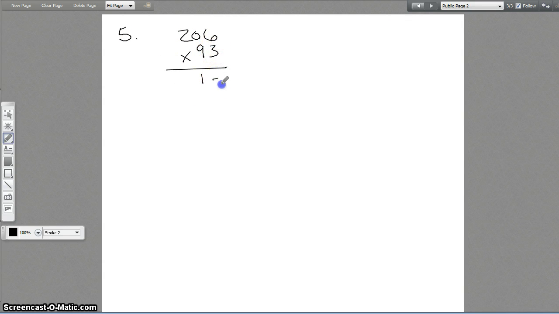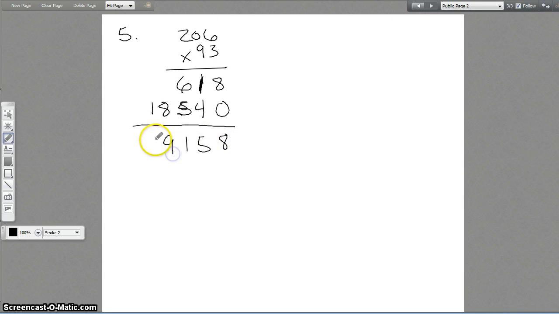3 times 6 is 18. 3 times 0, well, that's 0, and then I add my 1. 3 times 2 is 6. Okay, now I'm going to do my 9, so I'm going to start off with a 0 because this is actually 90. 9 times 6 is 54. 9 times 0, that's just 0, so this is going to just leave a 5 there. 9 times 2 is 18. So this adds up to a large number, 19,158.